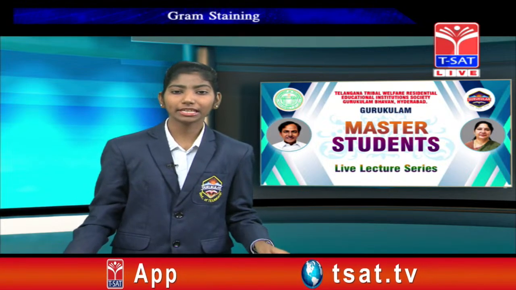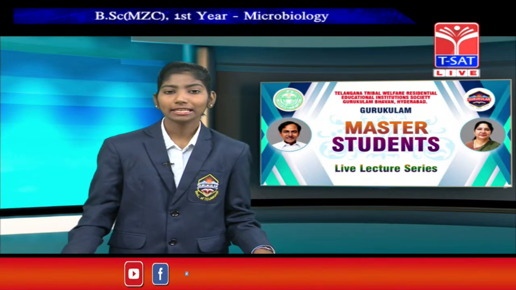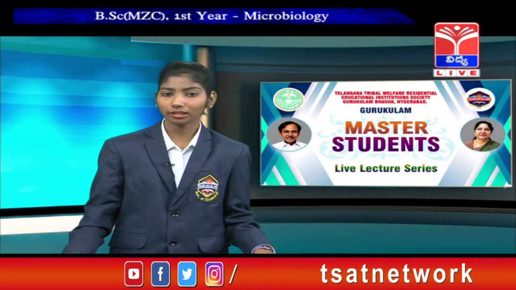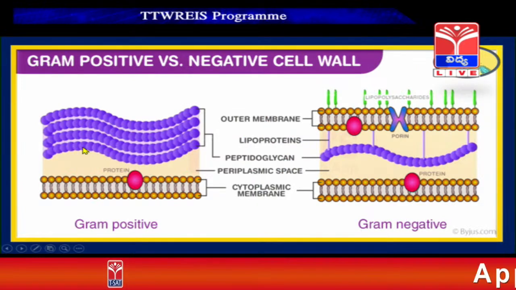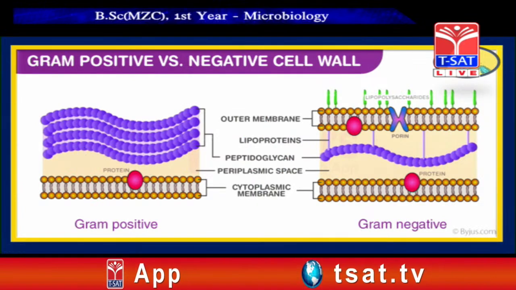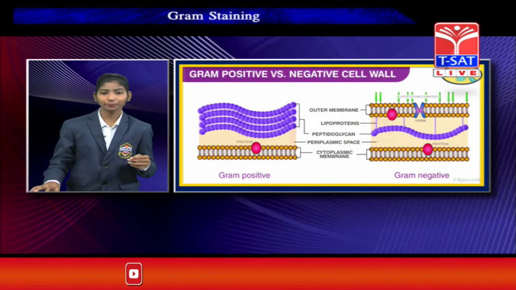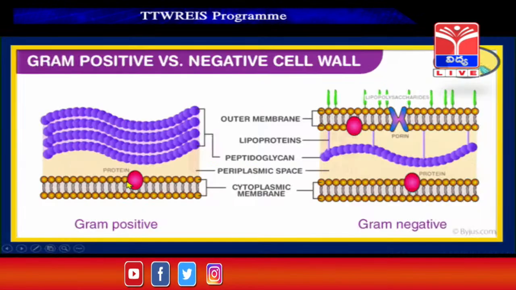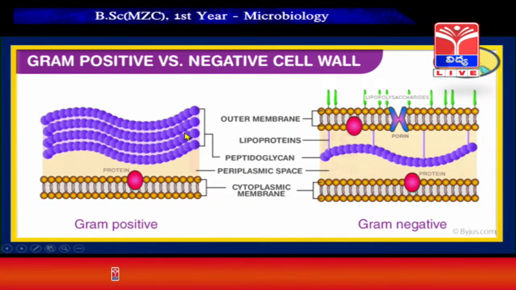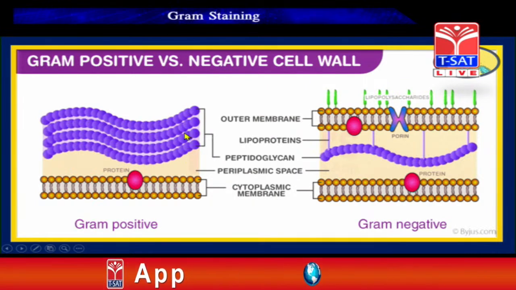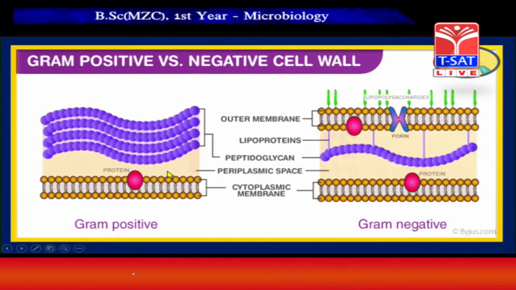In this picture, we can find differences between gram positive and gram negative cell walls. Here, it represents the peptidoglycan layer. The peptidoglycan layer is more in gram positive bacteria. For this reason, gram positive bacteria absorb the stains more when compared to gram negative bacteria. This layer is known as the cytoplasmic membrane, and the space between the peptidoglycan and the cytoplasmic membrane is known as the periplasmic space. So, this is the periplasmic space.